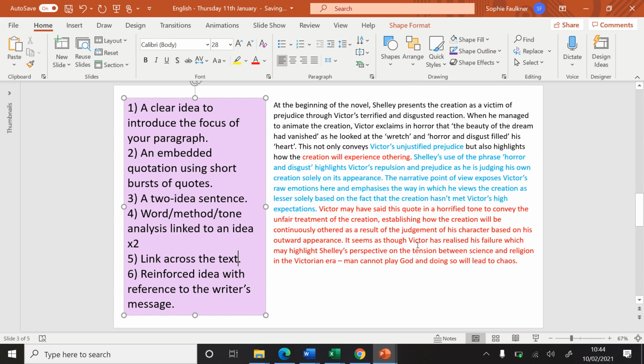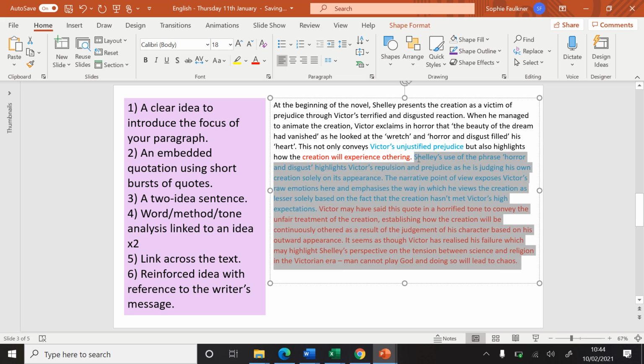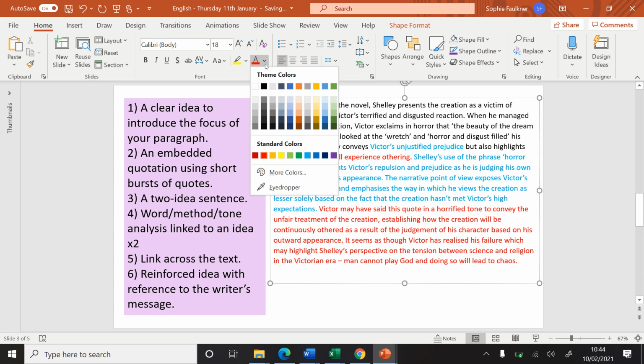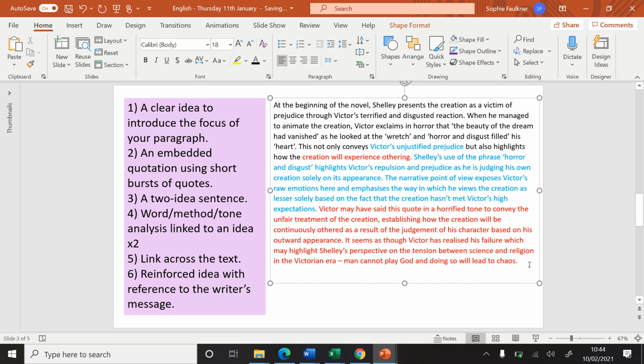Okay, now that's my analysis. So again, consider how much of the paragraph my analysis takes up. It should be the predominant part of my paragraph. Now I'm going to link.